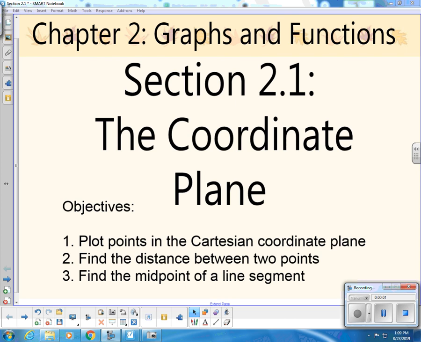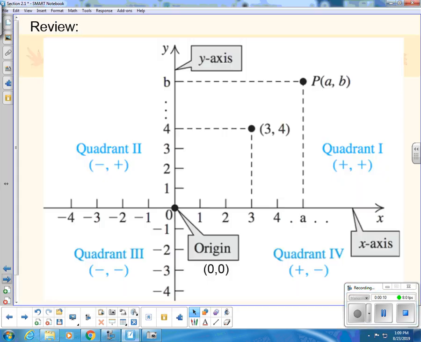Okay, so 2-1. The whole chapter is on graphs and functions, but we're going to start very, very, very basic today and talk about the coordinate plane. So, same coordinate plane we've used since we were in pre-algebra. You've got your x-axis, which is horizontal, the y-axis, which is vertical. The origin is that middle guy, 0, 0.